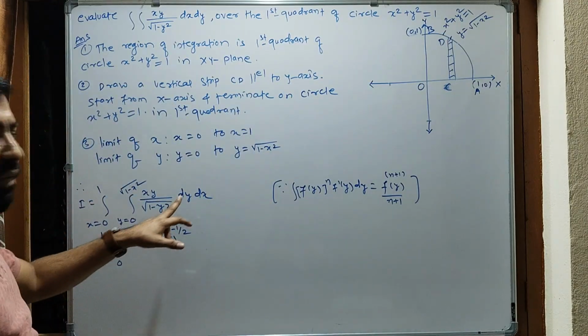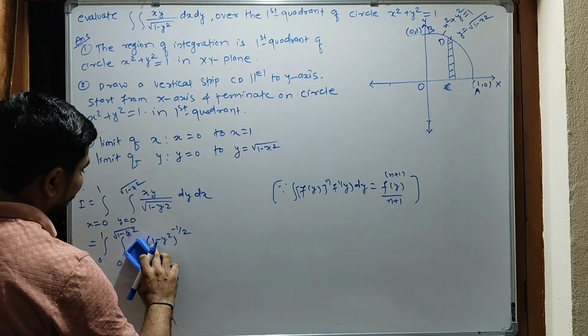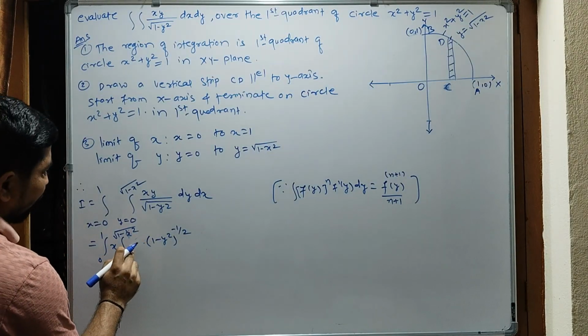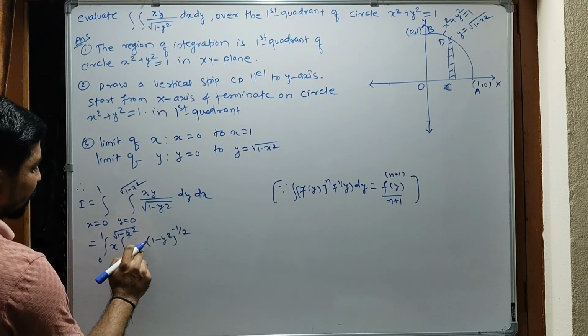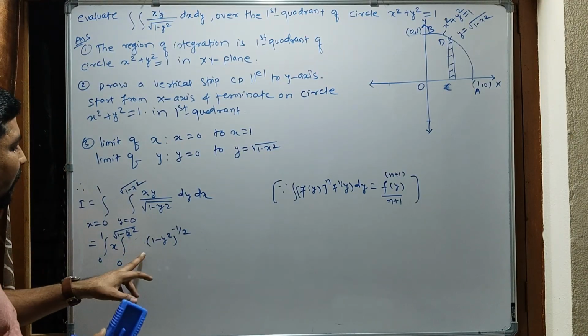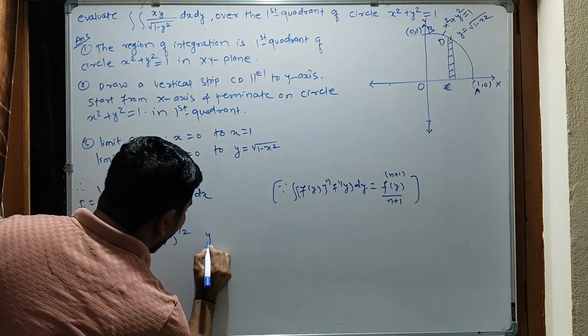So here first I want to integrate with respect to y and then x. So here I want to integrate with respect to y. So here I will take this x, which is a constant with respect to y, outside this integration. Now here 1 minus y square to the power minus 1 by 2, and here I will write this y.